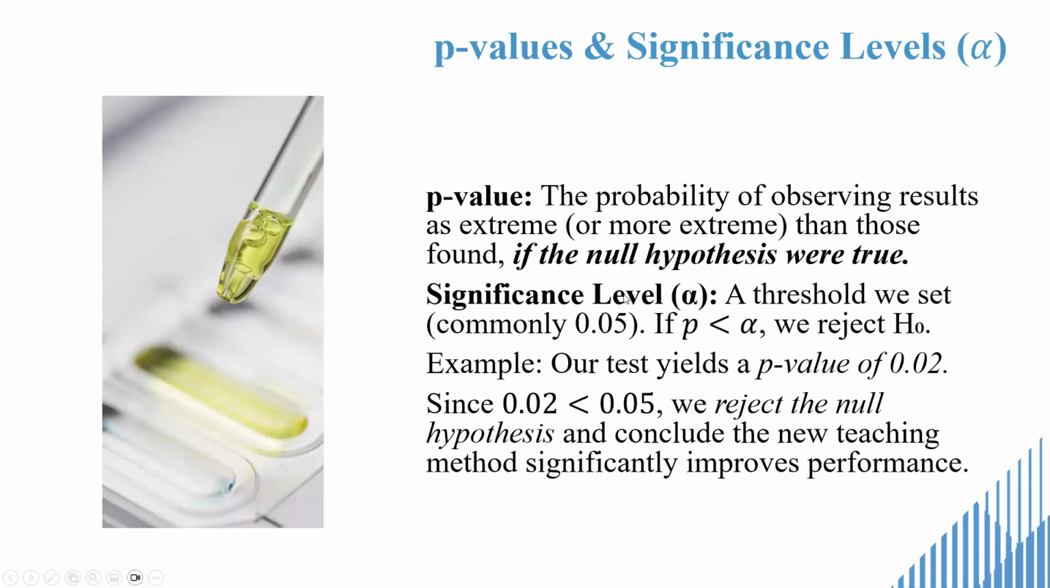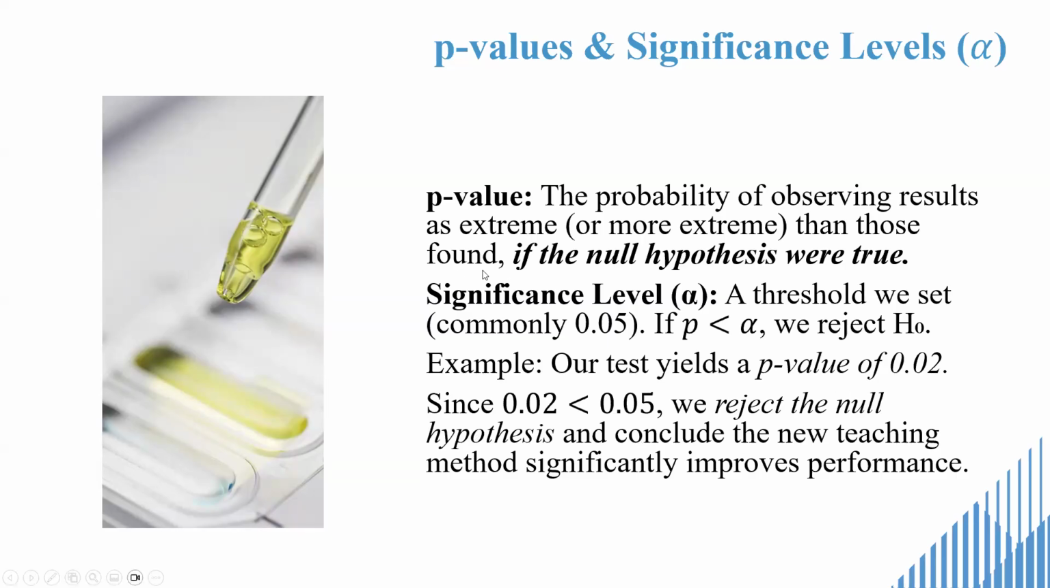Then we have the significance level threshold. We set it commonly at 0.05. So we say that if our p-value is less than this significance level, we reject our null hypothesis. It's up to you; it could be 0.1 or 0.5, but mostly it's commonly 0.05. So you compare this one and check it.